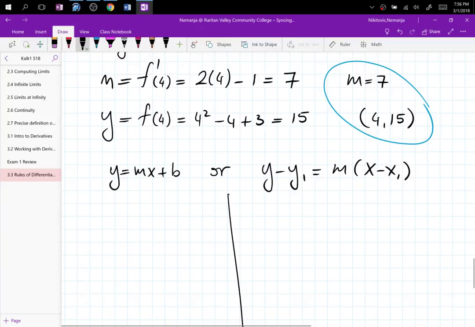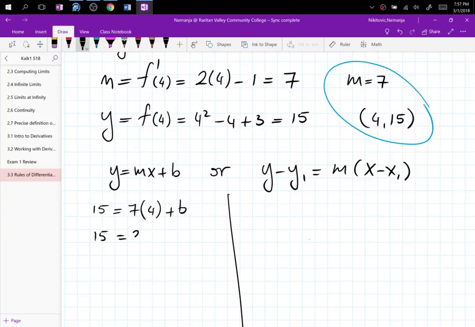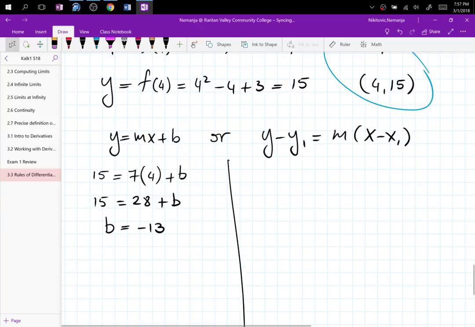If I use the point and slope in y equals mx plus b, y is 15, m is 7, x is 4, and I'm looking for b. So 15 is equal to 28 plus b, and b is equal to negative 13. So what is the equation of the tangent line? It's y equals 7x minus 13, and that's the answer. That's the tangent line.